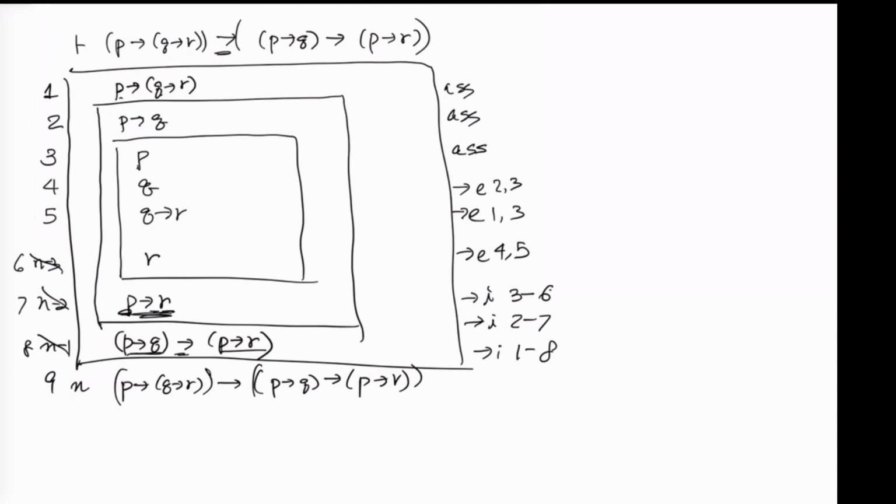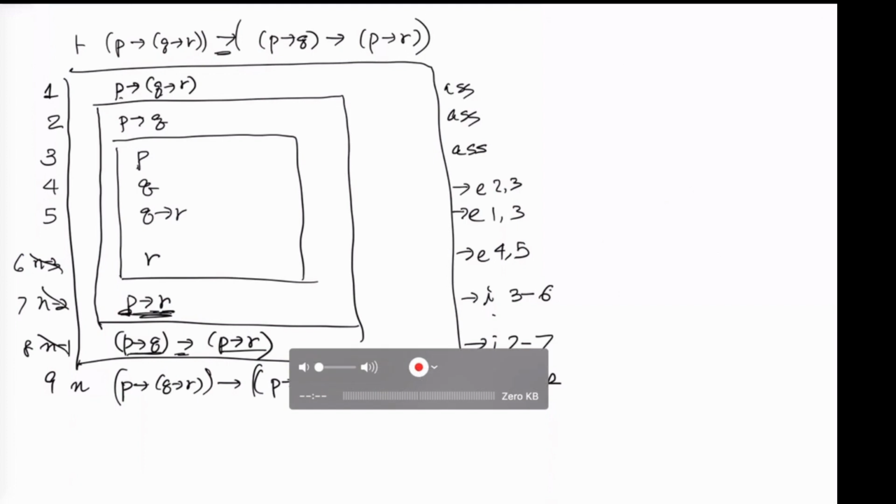Actually, I think I got mixed up. So line 7 is from 3 to 6, line 8 is from 2 to 7, and let me just write here again. Okay, so this is implication introduction for lines 2 to 7, and this is implication introduction for lines 1 to 8. So we are done with the proof. Okay, so let's look at the next problem.